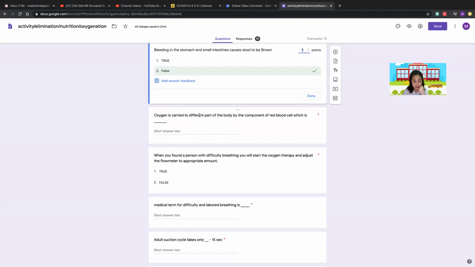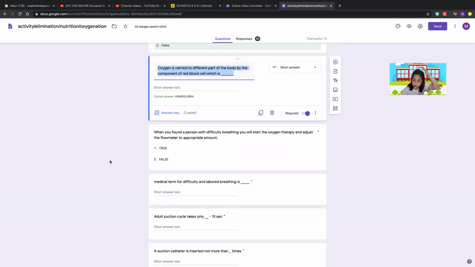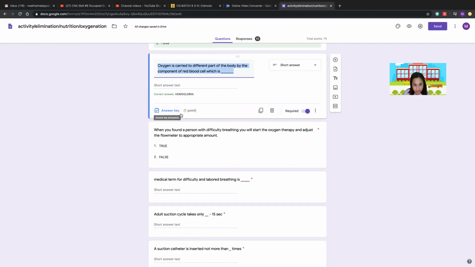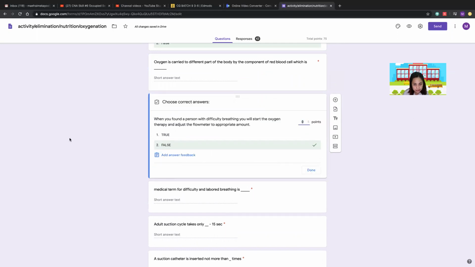Oxygen is carried to different parts of the body by the component of the red blood cell called hemoglobin. When you find a person with difficulty breathing, you will start the oxygen therapy and adjust the flow meter to the appropriate amount. Okay, the answer is false.